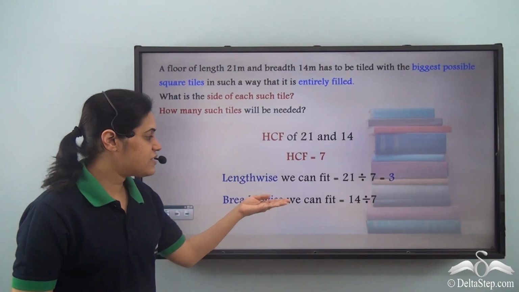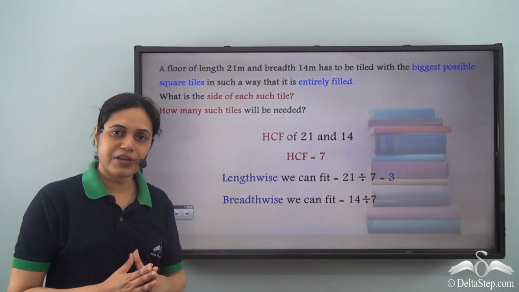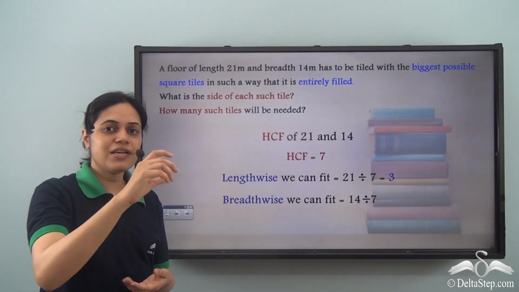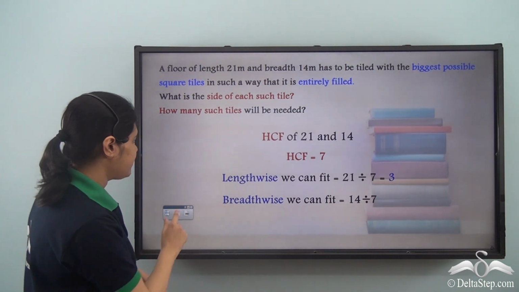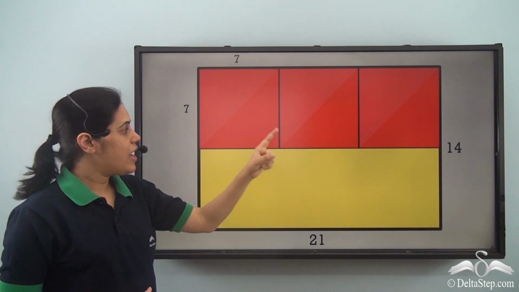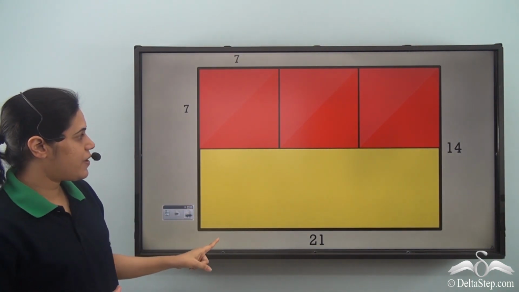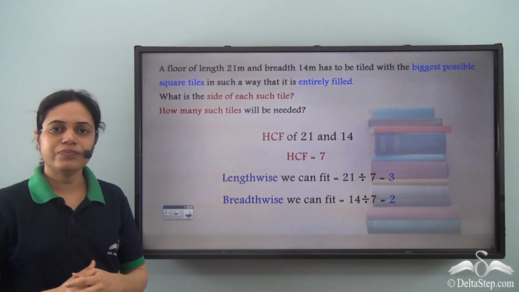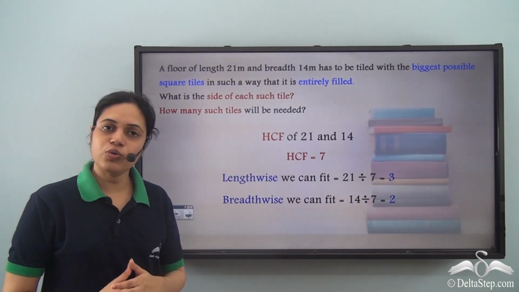Also, breadth-wise, we can fit 14 divided by 7 because the entire breadth is 14. So length-wise, we have 3, and breadth-wise, the entire breadth has to be divided by 7. So we get 2 tiles. So breadth-wise, we can fit 2 tiles.